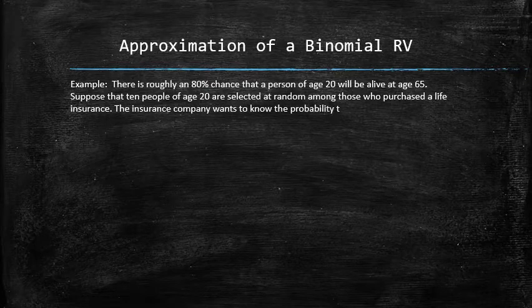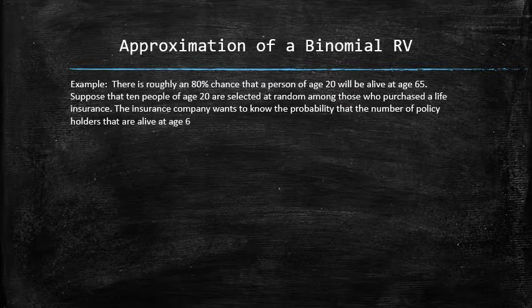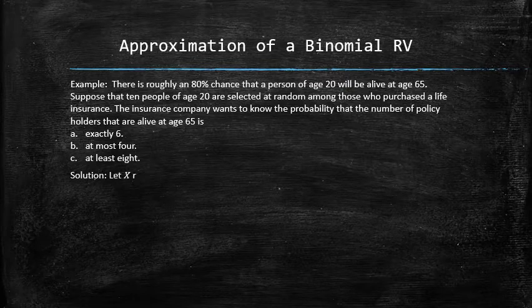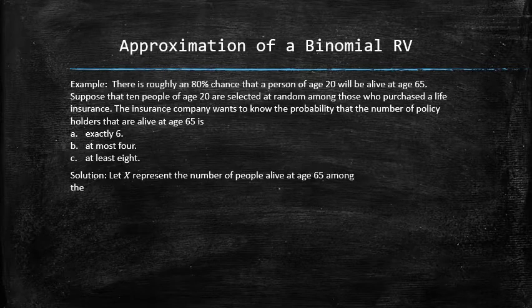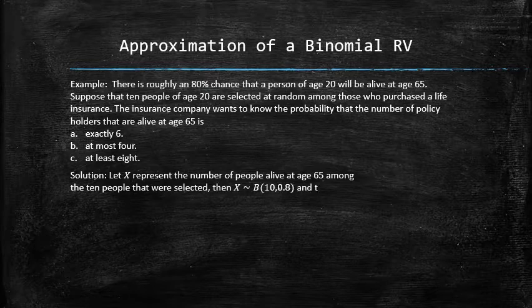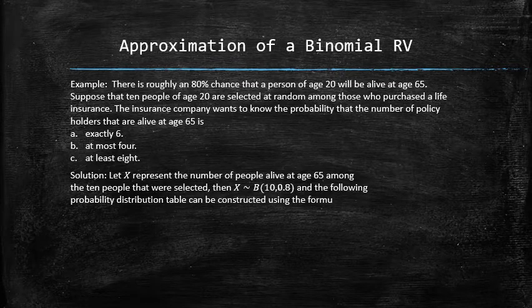The insurance company may want to know the probability that the number of policyholders that are still alive at age 65 is exactly 6, at most 4, or at least 8. To start the solution, let's introduce a random variable x that represents the number of people that are alive at age 65 among the 10 people that were selected. Then x is a binomial random variable with parameters 10 and 0.8.